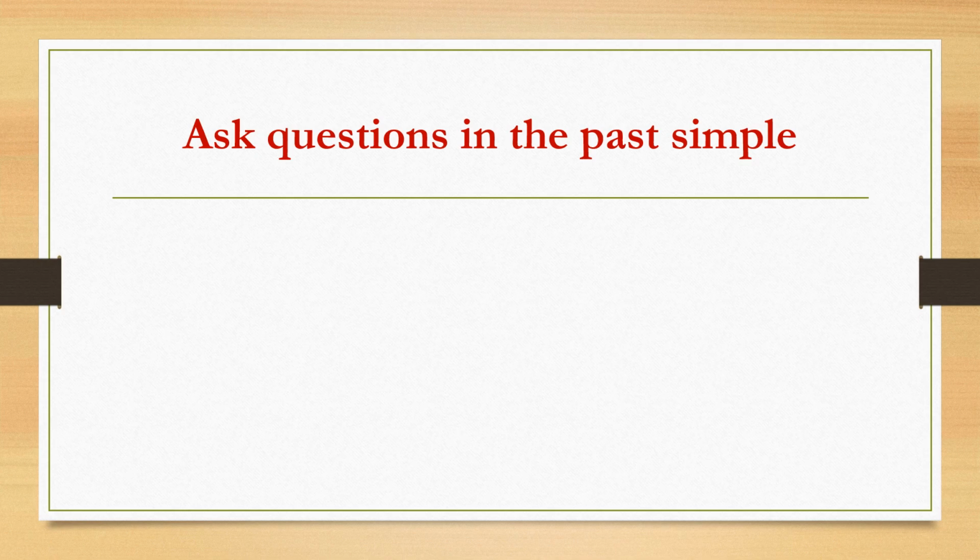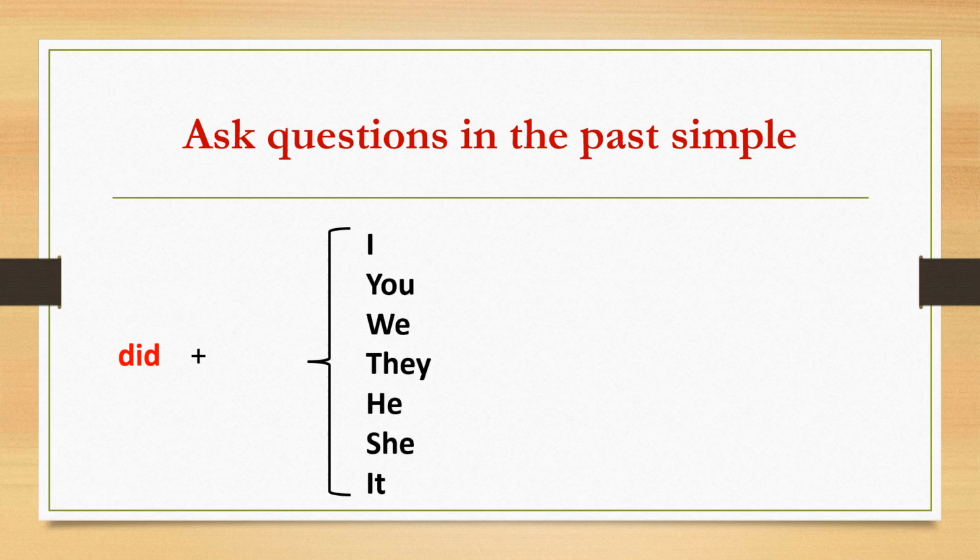Now, how to ask questions in the past simple. We use did plus the subject, any subject. We understand now that in the past simple, all the subjects are the same. The verb takes the same form with all subjects. We don't change it like in the present simple when we add an S for he, she, and it. So all the subjects are the same, plus the verb is in the infinitive form.